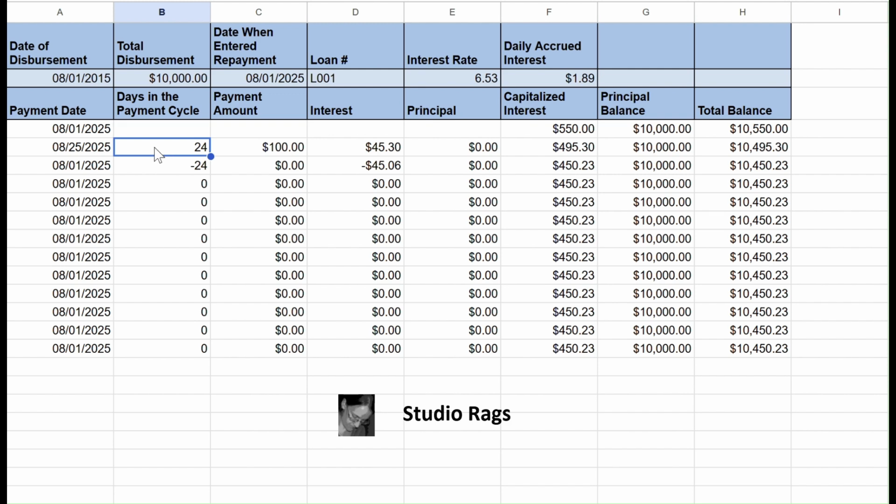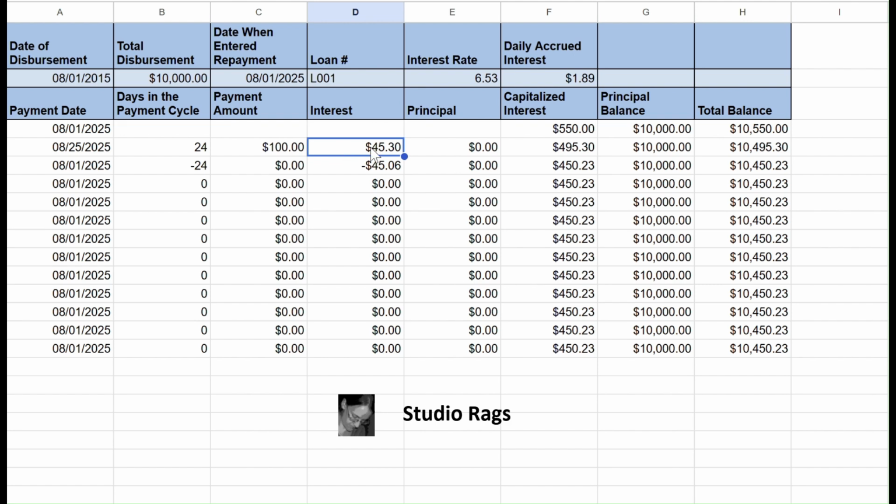Okay. All right. So for this assumption, for month one, you're going to make the payment on August 25th. There's 24 days in that cycle, which is just the difference between these two dates. Your payment amount is $100. Well, how is that payment amount applied? So in this example, there's $550 of capitalized interest on this loan. So what your loan provider is going to do is, out of this payment amount, they will first subtract the current cycle's interest amount.